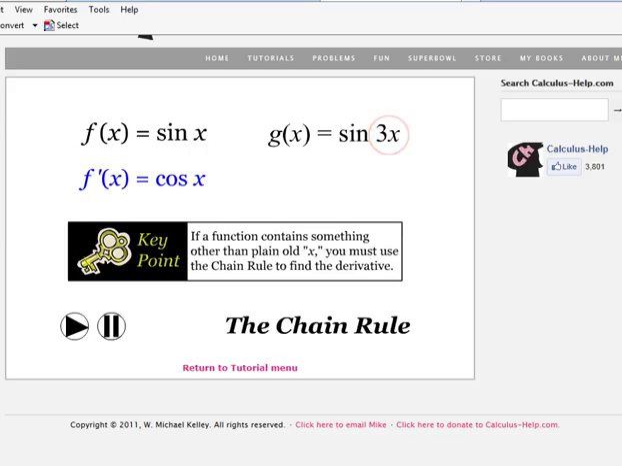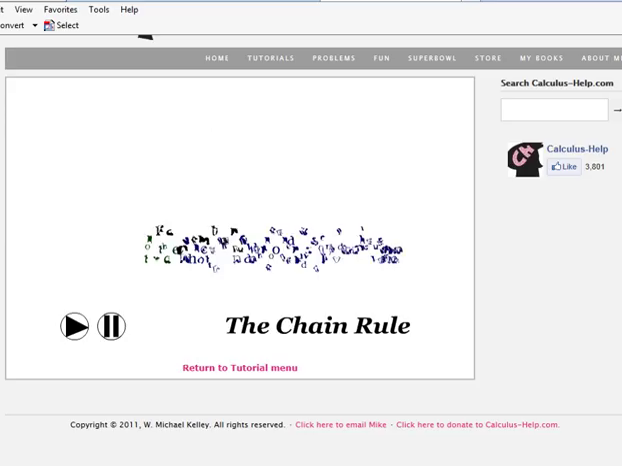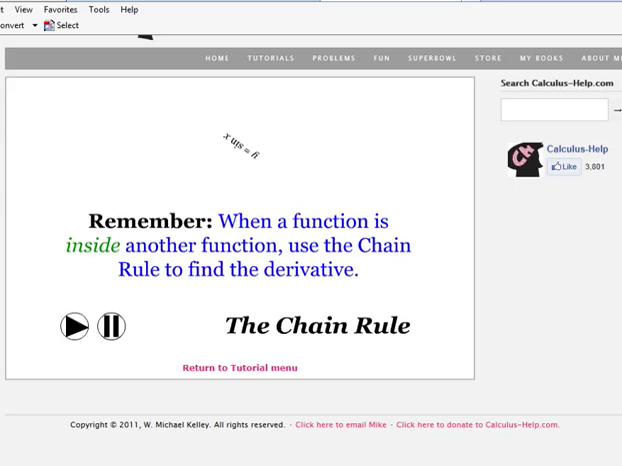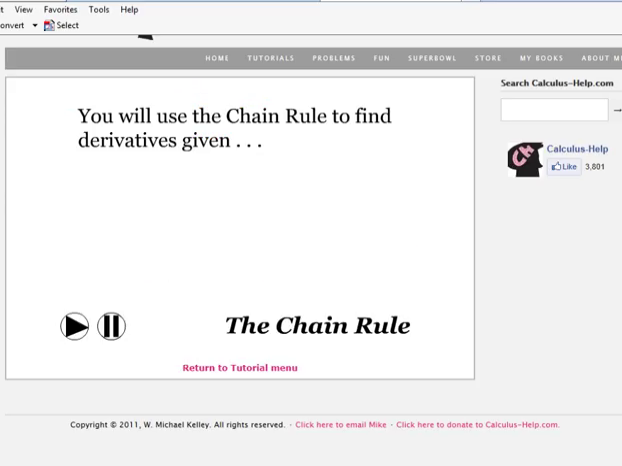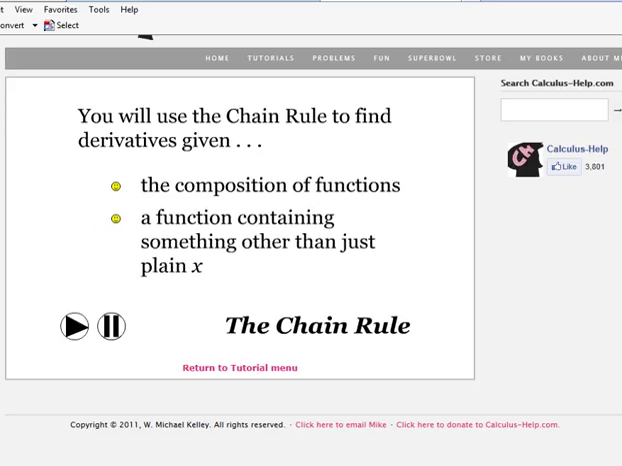to find the derivative. Now, in fancy math terms, when a function is inside another function, for example, in this case, 3x is inside of sine, we call that a composition of functions. So the chain rule is used to find derivatives of composition of functions. Or, less technically, use the chain rule to find the derivative of something if it contains something besides just plain x.